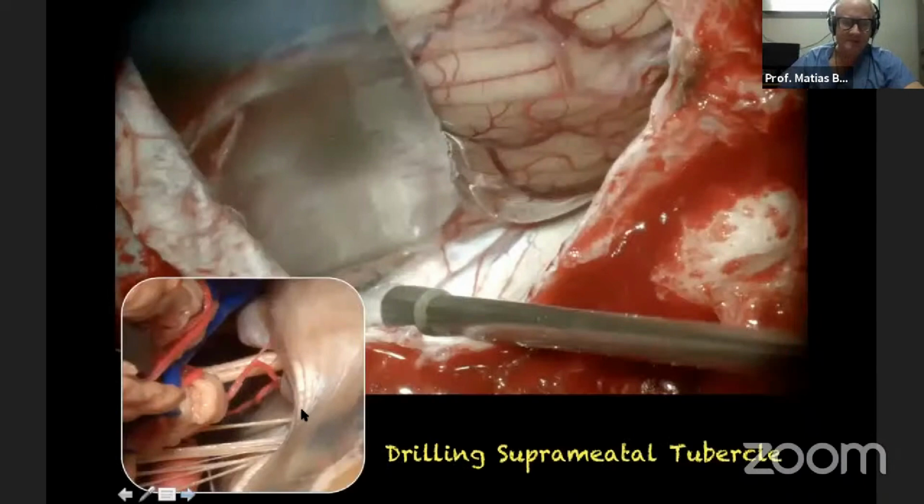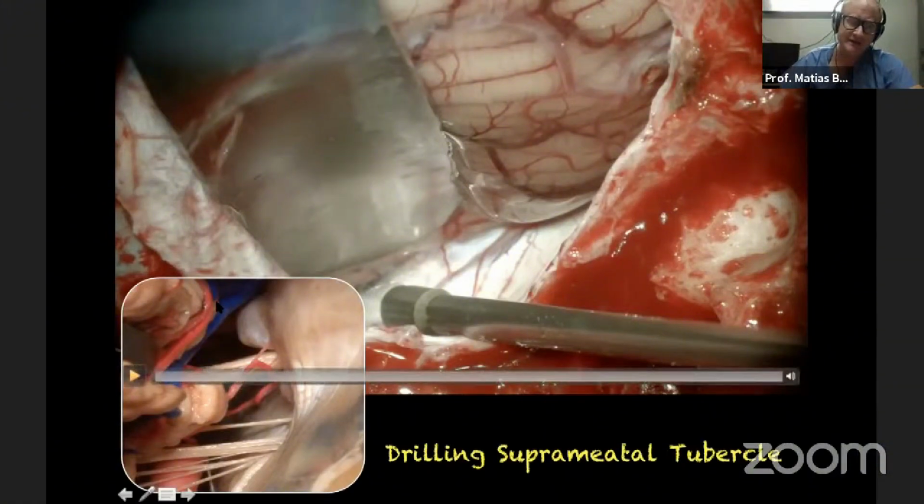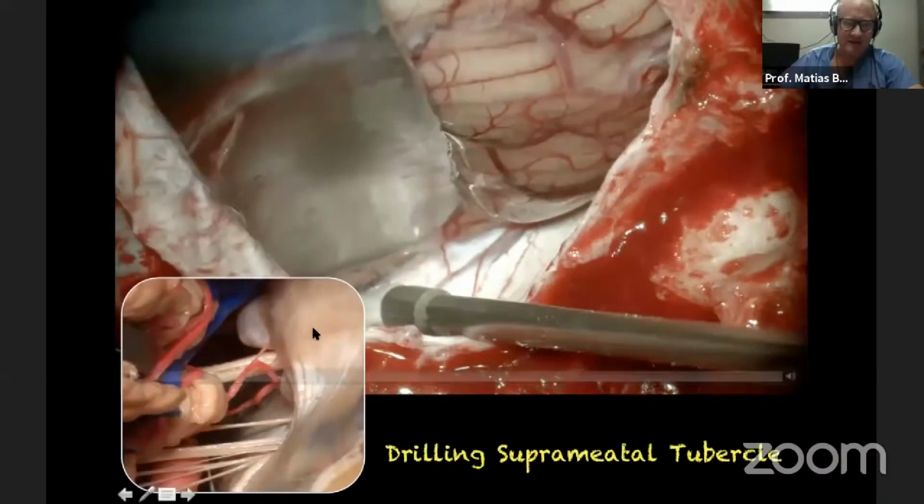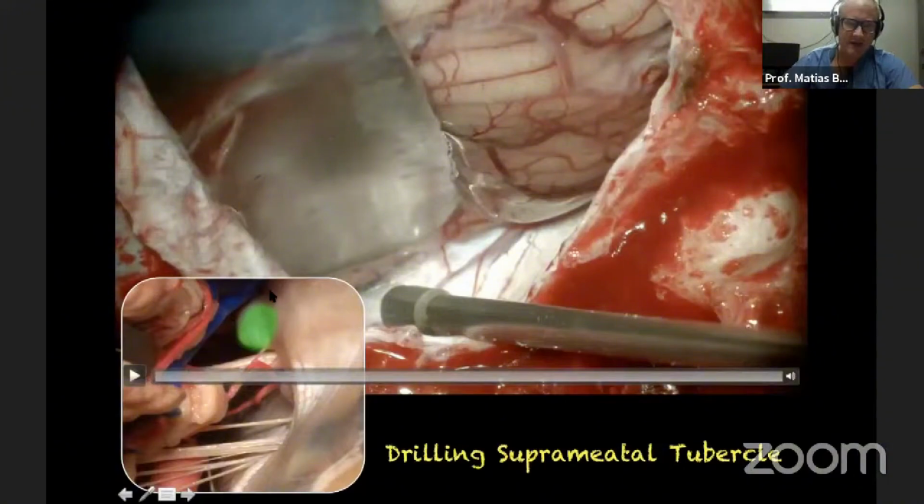The last case that I want to show you is a case of a young patient with a trigeminal schwannoma. And in this anatomical specimen, we can see highlighted in green here a big suprameatal tubercle. And in these cases, sometimes we need to remove this small segment of bone without any danger of producing neural or vascular damage in order to reach the more distal part of the cisternal segment of the trigeminal nerve.